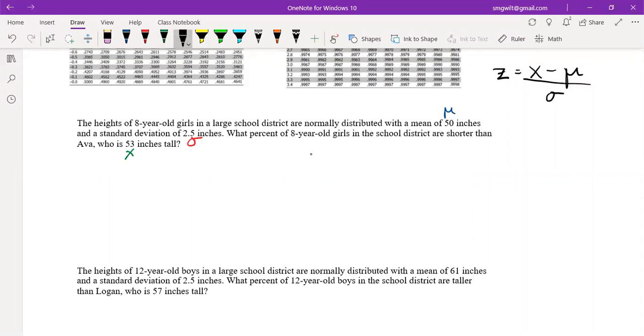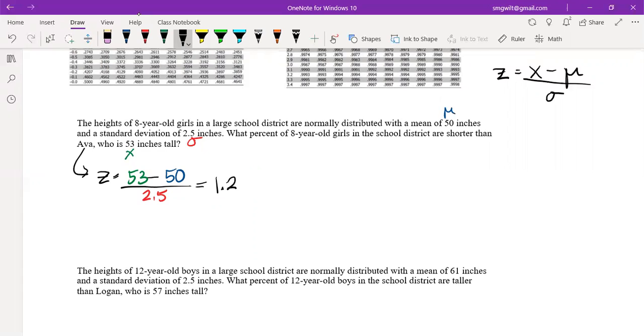To do this, we need to first find Ava's z-score. Ava's z-score is going to be found by taking her height, which is 53 inches, subtracting that mean of 50 inches, and then dividing by the standard deviation of 2.5. So we're going to do 53 minus 50, which is 3, and divide that by 2.5. That gives us a z-score of 1.2. That means that Ava's height is 1.2 standard deviations above the mean.